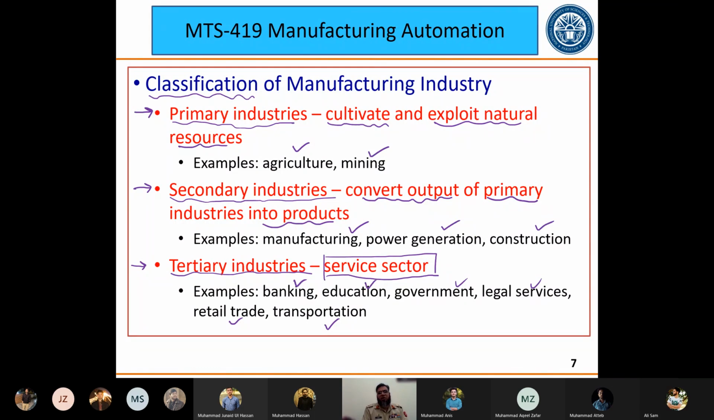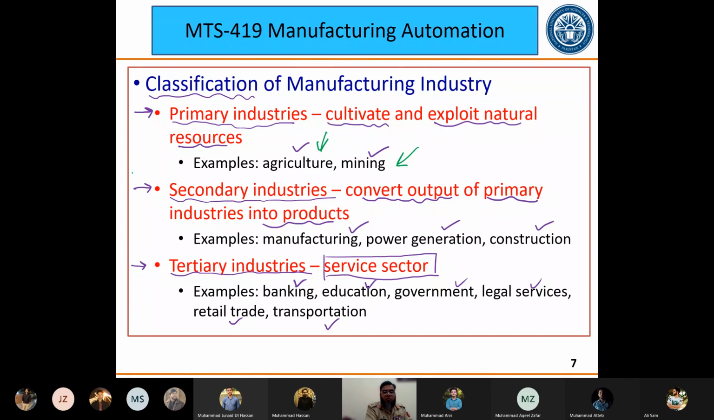Now we are going into the classification of the manufacturing industry. There are three types of industries: the primary industry, the secondary industry, and the tertiary industry. The primary industry is something like cultivation and exploiting natural resources. Agriculture and mining are examples of primary industry. Actually we are taking out the raw materials, the ores in mining, in the primary industry.